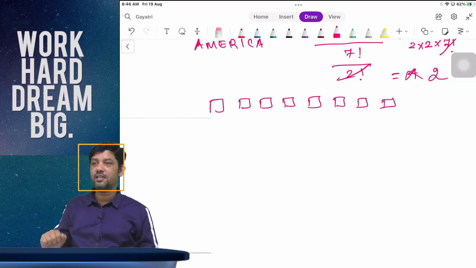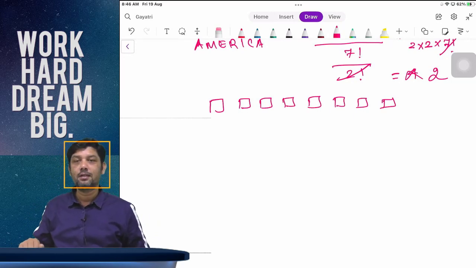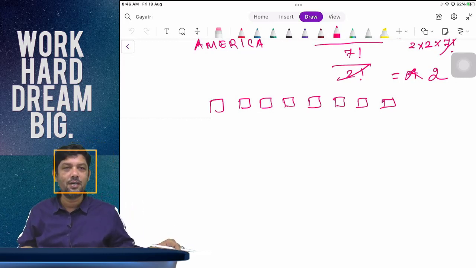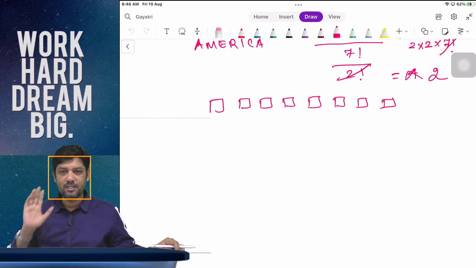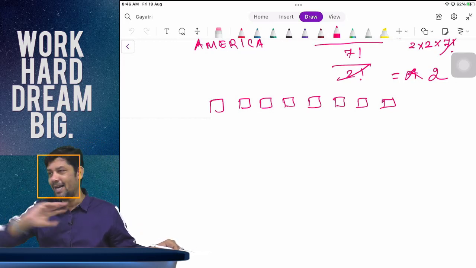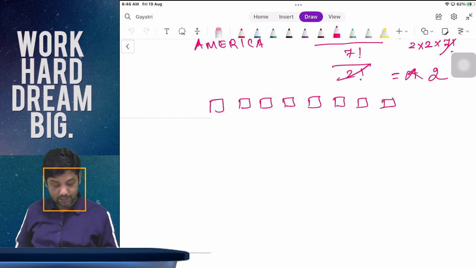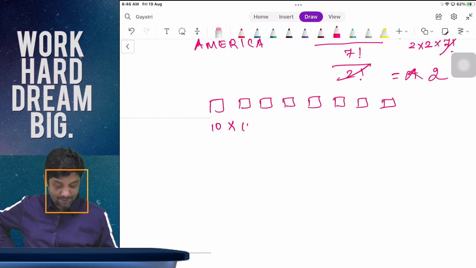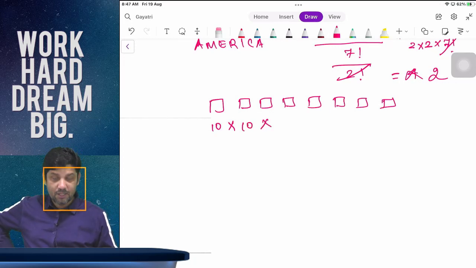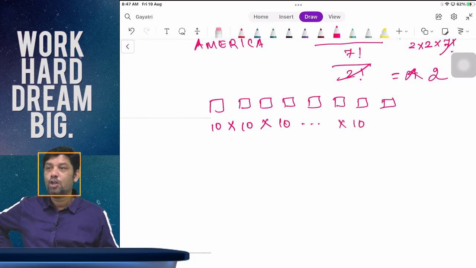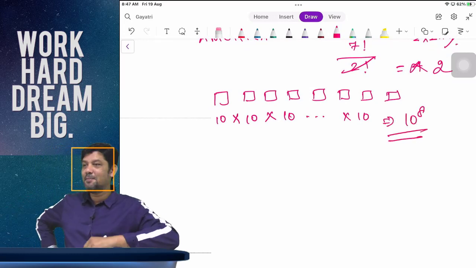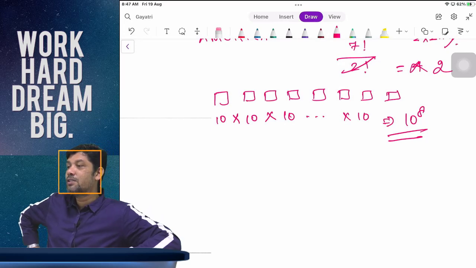Now, for the first digit, how many digits are there? All 10 digits. Out of 10 digits, anything can come. Say yes or no. For the first digit, 10 digits are available. So is it 10? And for the second digit, and the third digit, up to the 8th digit, total how many tens? The answer is 10 power 8. What is your confusion?